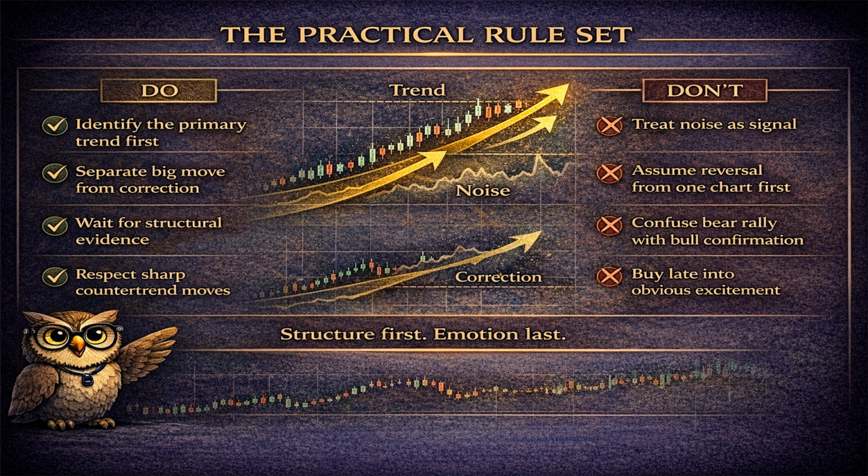Here is the practical rule set. Do identify the primary trend before you think about entries. Do separate the big move from the corrective move. Do wait for structural evidence instead of labeling every bounce or drop emotionally. Do respect that counter-trend moves can be sharp without changing the main trend.